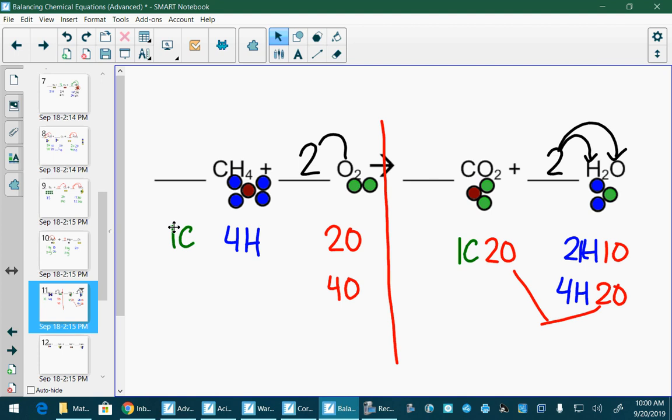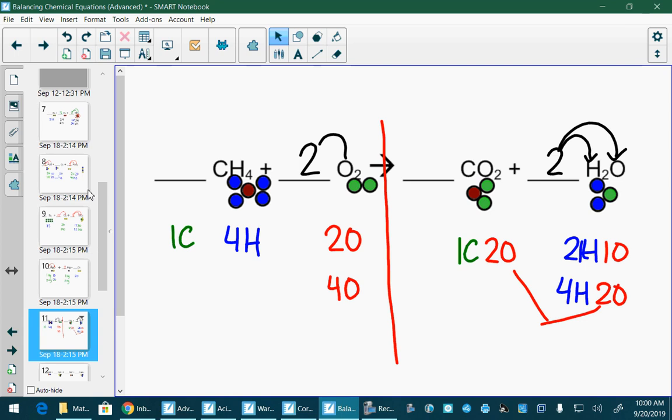All right, we're going to stop here walking through this. I will also walk through some more in class with you and go through some more practice with this and give you some more options for looking at how to balance equations.